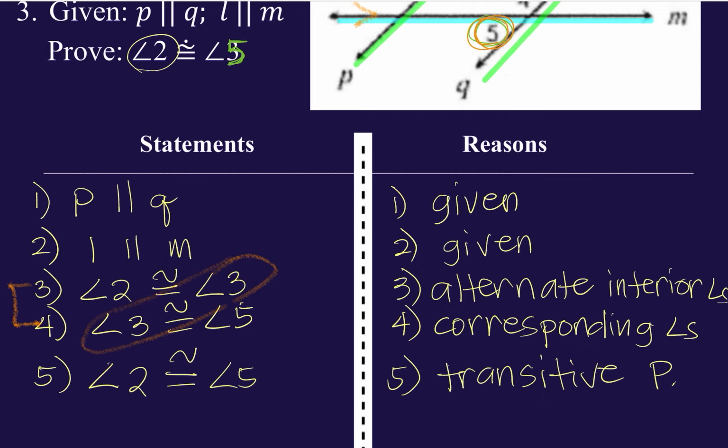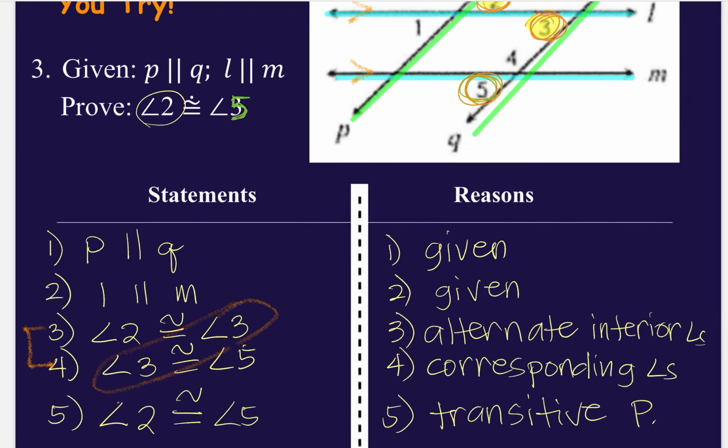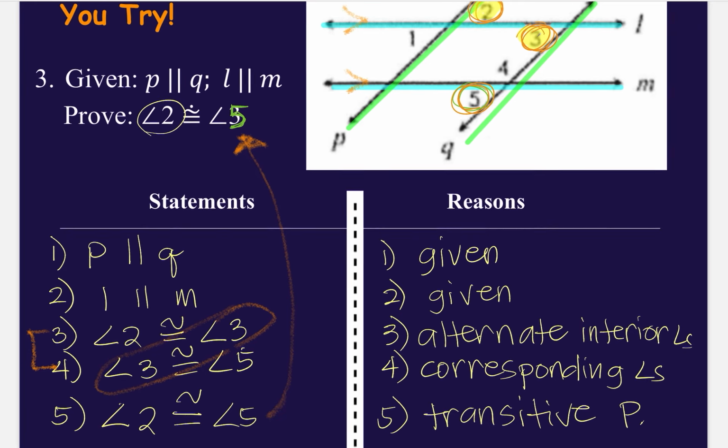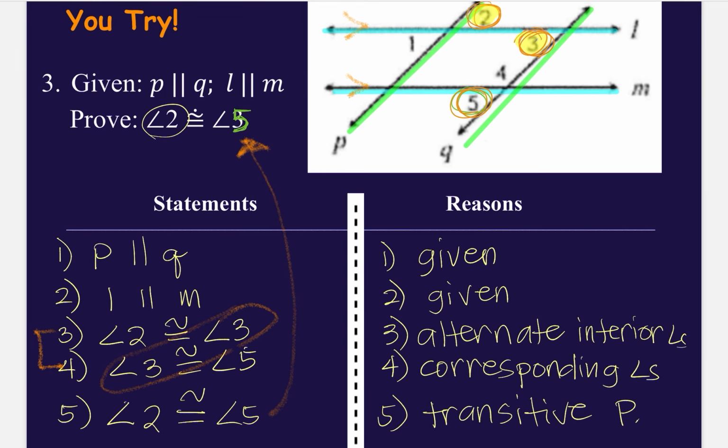And looking back, I made two mistakes here and apologize for that. But there we go. Our last statement matches the problem that we are to prove, that they're indeed congruent.